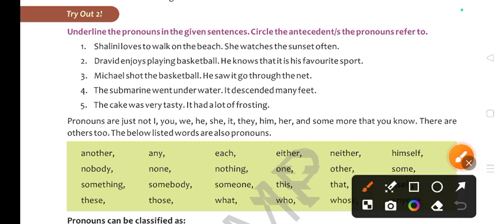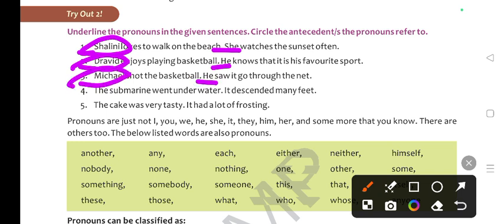So for example, in this, she is the pronoun and she is used for Shalini. So Shalini is the antecedent, right? Here it's the same: he is the pronoun and Dravid is the antecedent. He is the pronoun and Michael is the antecedent. The submarine is the antecedent and it is used for that. The cake is the antecedent and it is the pronoun.